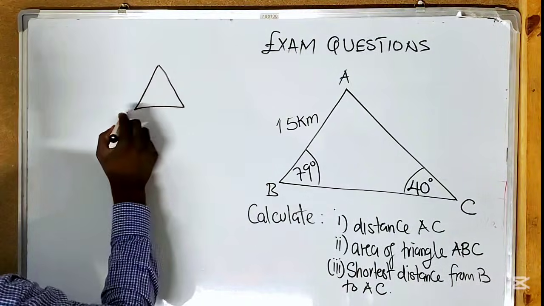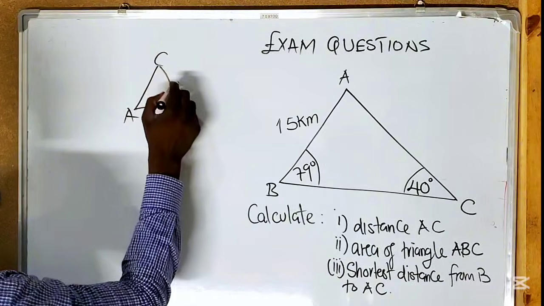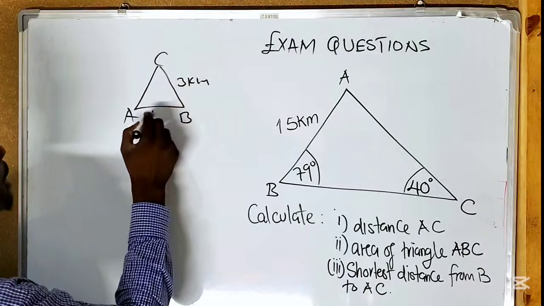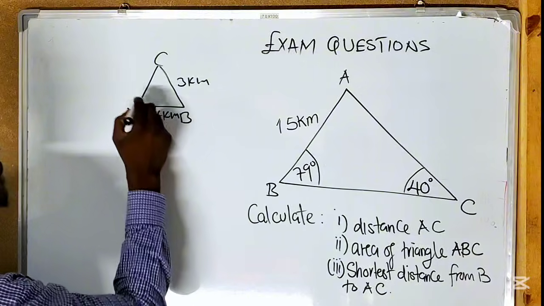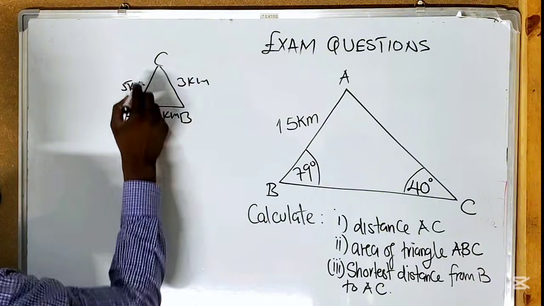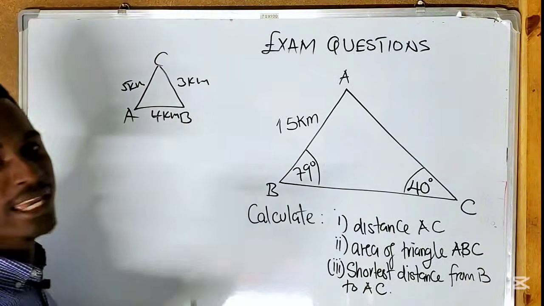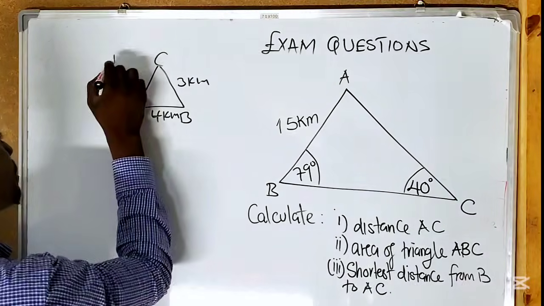If this is a triangle A, B, C, and you have 3 kilometers here, 4 kilometers here, 5 kilometers, okay? All the sides are given. We use the cosine rule. This is the first condition.